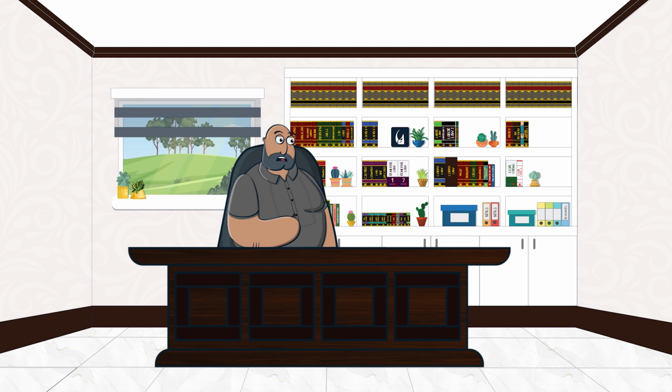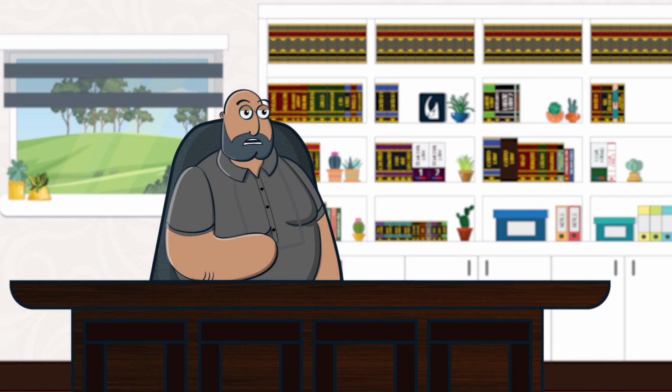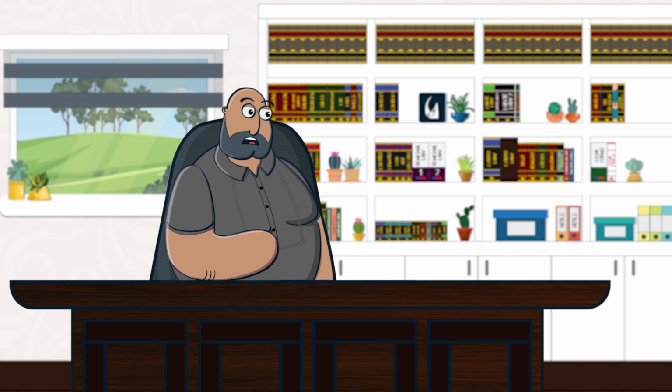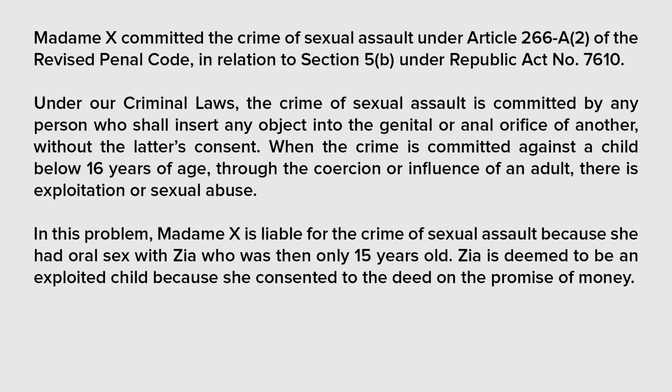We have to follow this up with Zia's age because it is determinative of the precise charge as applied in the table under People versus Tulagan and the amendments introduced by Republic Act number 11648. Now, how do we say all of this in the simplest, most concise manner possible? In this problem, Madam X is liable for the crime of sexual assault because she had oral sex with Zia, who was then only 15 years old. Zia is deemed to be an exploited child because she consented to the deed on the promise of money.